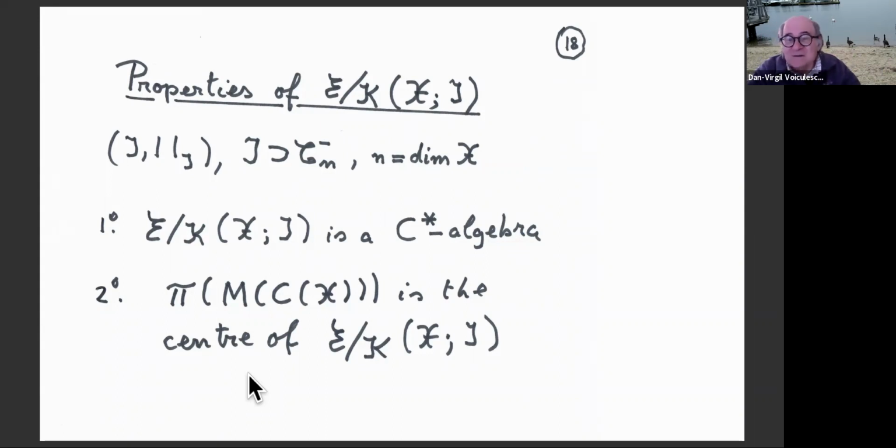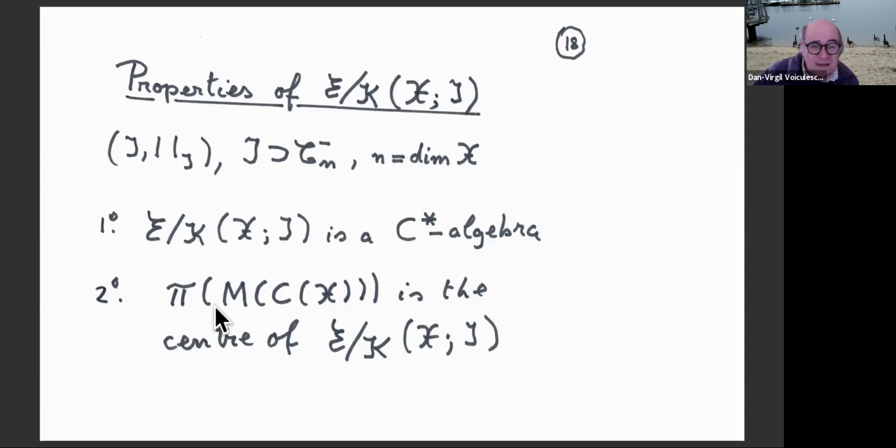There are situations when it's all possible ideals from C minus n on, and there are things about C minus n. But I must say I've been mostly interested in what happens when I is equal to C minus n, because there are these things about preservation of Lebesgue absolutely continuous parts.